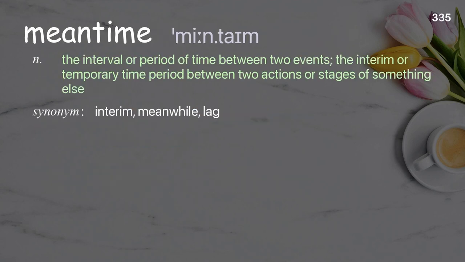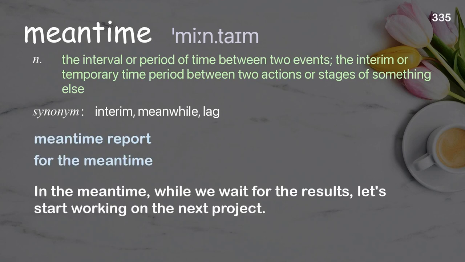Meantime. The interval or period of time between two events; the interim or temporary time period between two actions or stages of something else. Examples. Meantime report. For the meantime. In the meantime, while we wait for the results, let's start working on the next project.